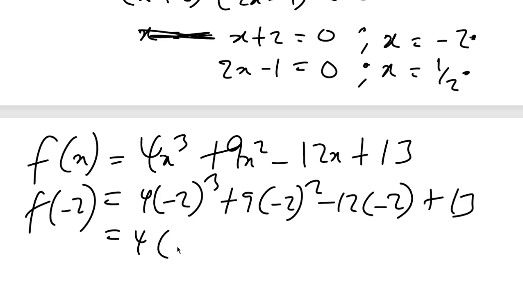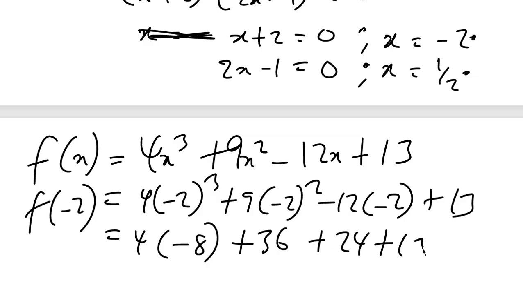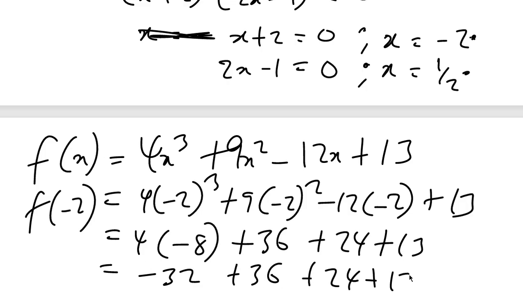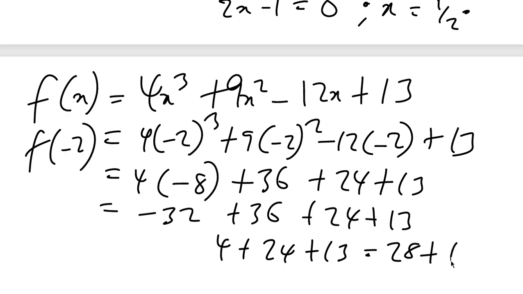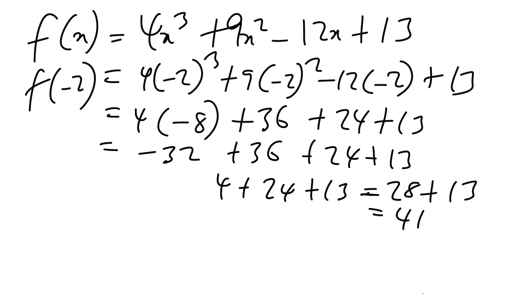And this is 4 into minus 8, plus minus 2 all squared is 4, and 4 times 9 is 36, plus 24 plus 13. That will be negative 32 plus 36 plus 24 plus 13. Negative 32 plus 36 is 4, then plus 24 plus 13. 4 plus 24 is 28, and then 28 plus 13 is 41. So our first critical point is negative 2 comma 41.